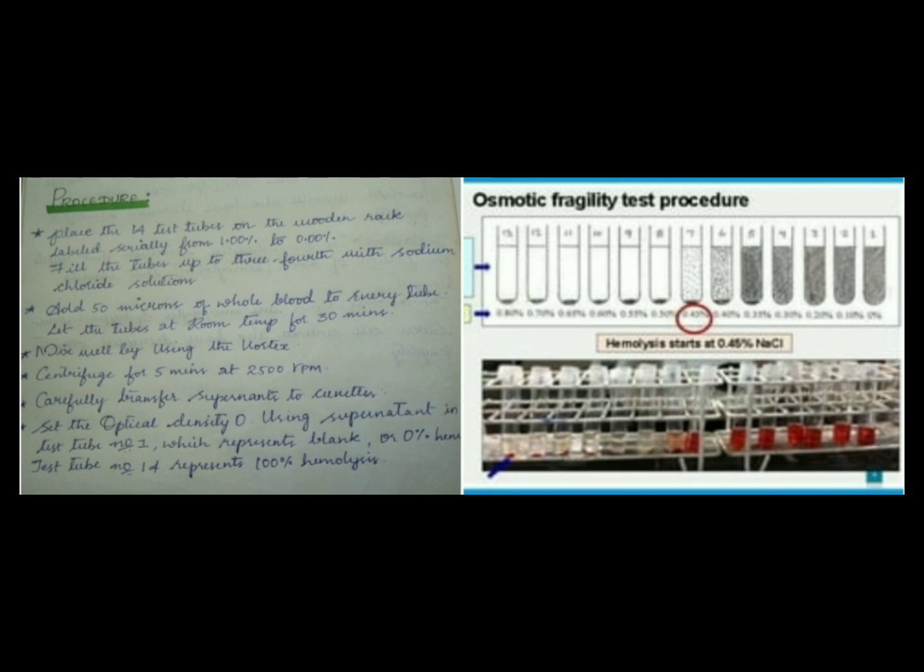Mix well using the vortex. Centrifuge for 5 minutes at 2500 rpm. Carefully transfer the supernatants to the cuvette. Set the optical density to 0 using the supernatant in test tube number 1, which represents the blank, or 0% hemolysis. Test tube number 14 represents 100% hemolysis.